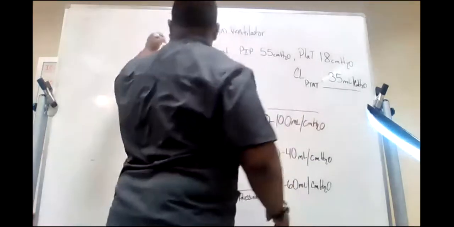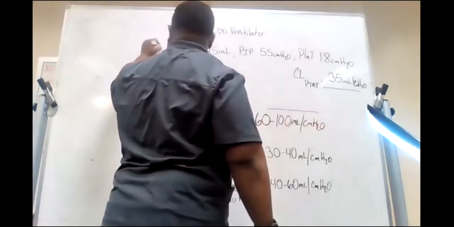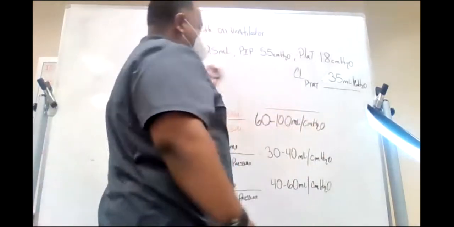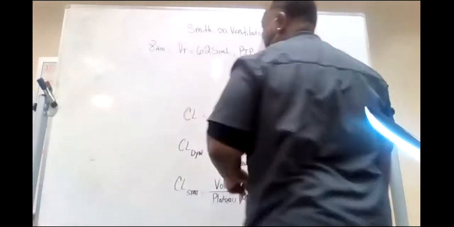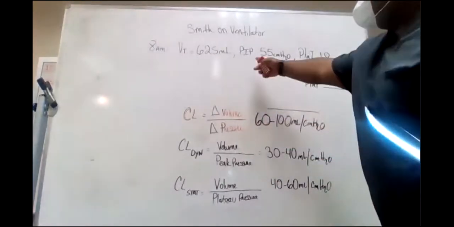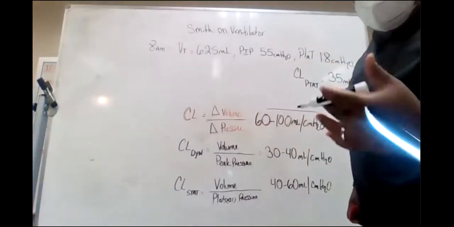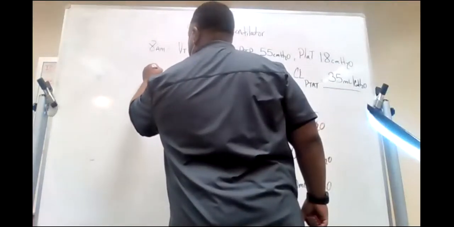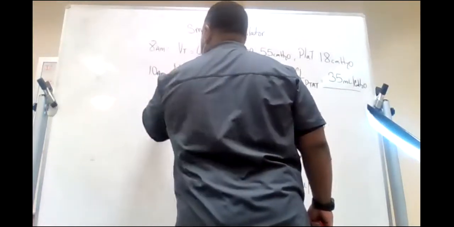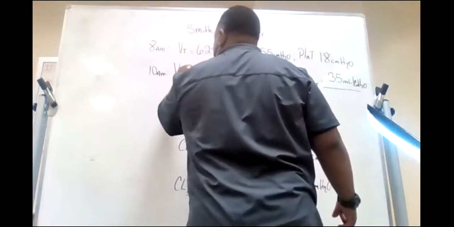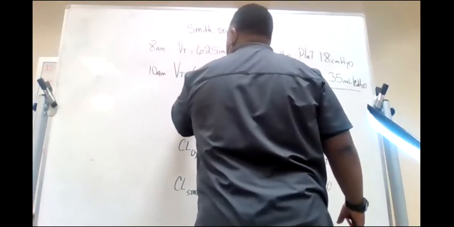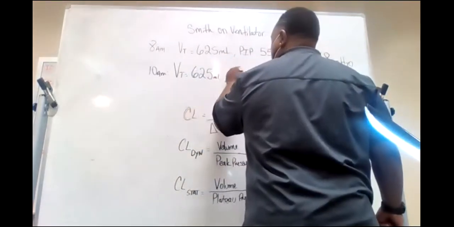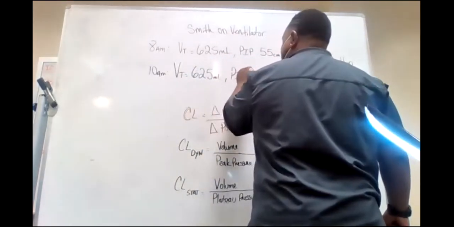So let's just say this was at 8 a.m. At 8 a.m., you got these values on him, okay? That's what you got. Now, let's say at 10 o'clock, we came back. 10 a.m., his tidal volume is still 625, and that's what he's on the vent. His peak inspiratory pressure is now 60.